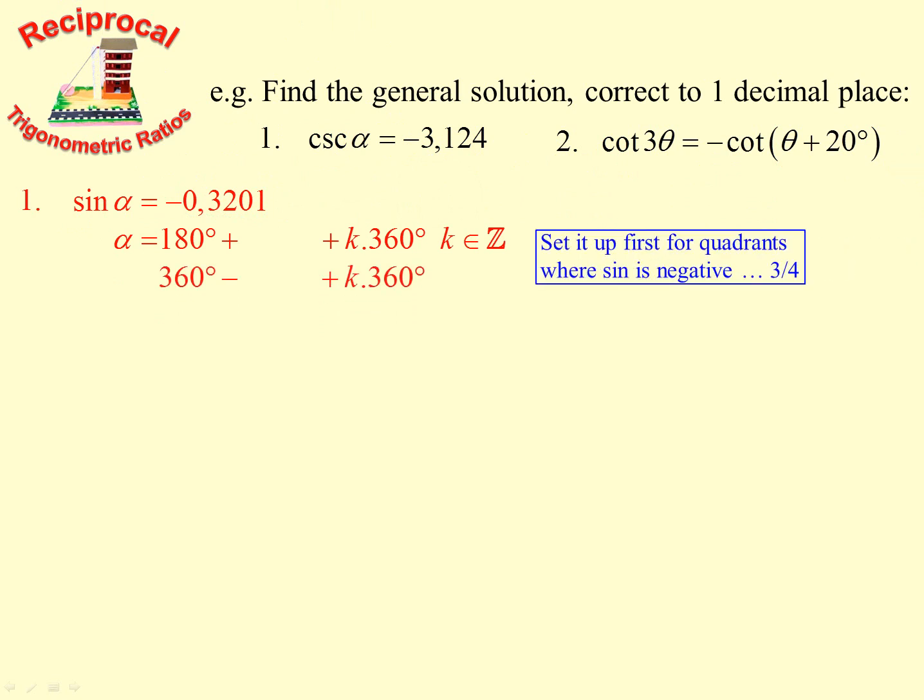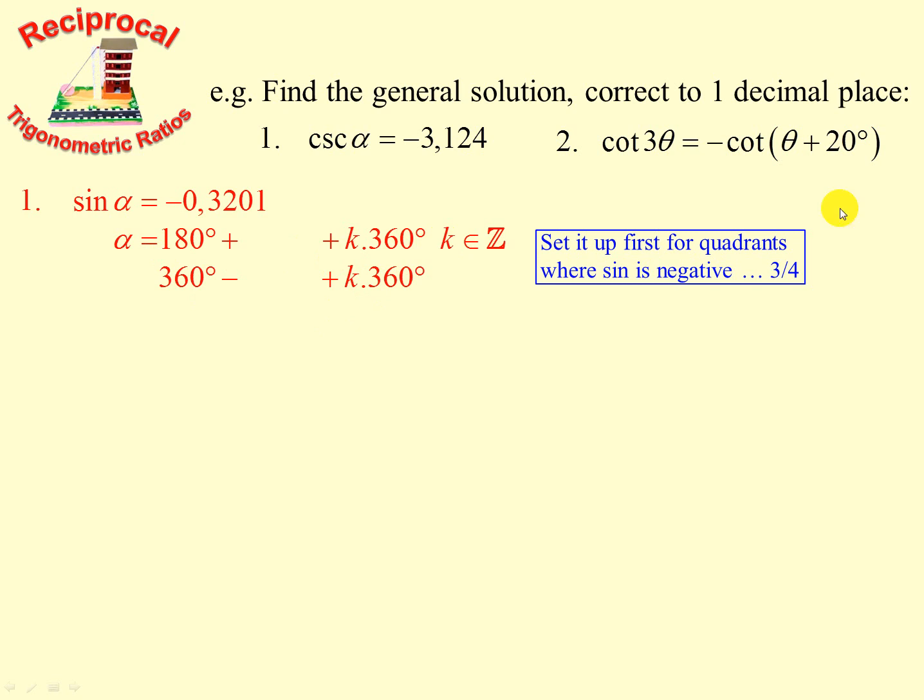We set it up. A reminder, do not enter anything on the calculator yet. First of all, reason that sine of alpha being negative means that it's in the third and fourth quadrant, so you write 180 degrees plus blank plus k 360 degrees, k element of Z, 360 degrees minus blank plus k 360. There we haven't had to use a calculator, we've left a space for the key angle, and we're now ready for the key angle.